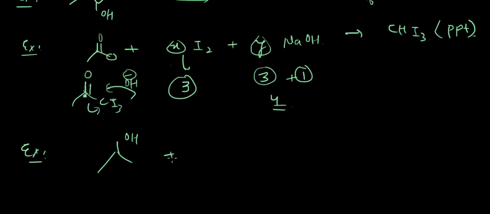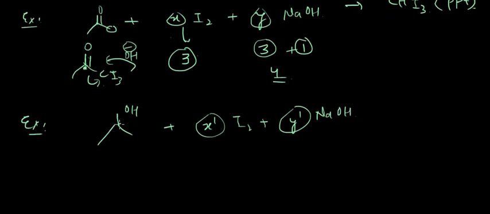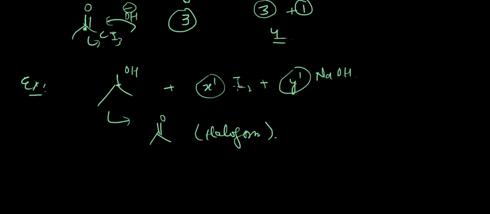Then what about this compound? We need X dash moles of I2 plus Y dash moles of NaOH. First this compound has to be converted into a ketone for the haloform reaction to take place in the forward direction. So how many moles of I2 are required? 1 mole of I2 is required for that purpose. And how many moles of NaOH are required? 1 mole of NaOH, or rather 2 moles of NaOH are required.